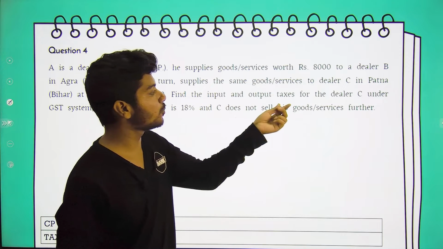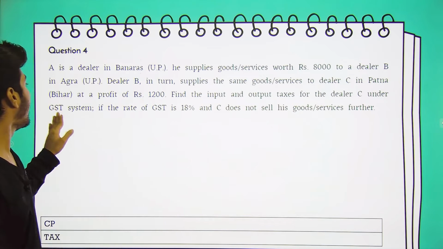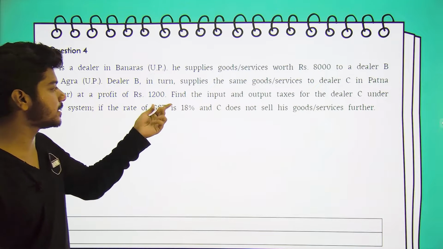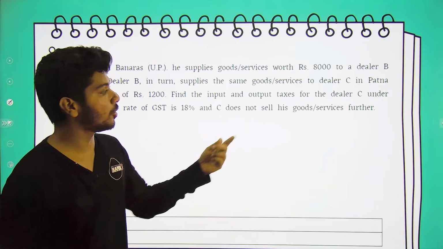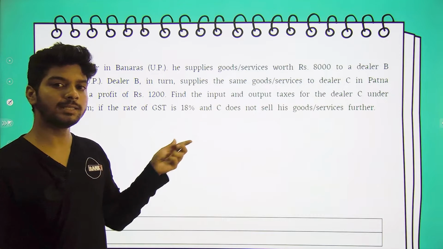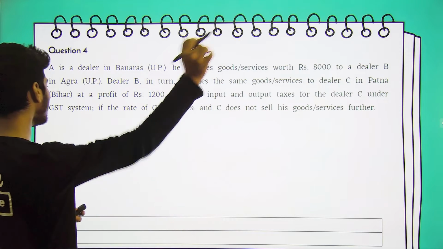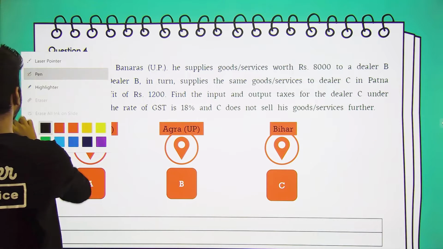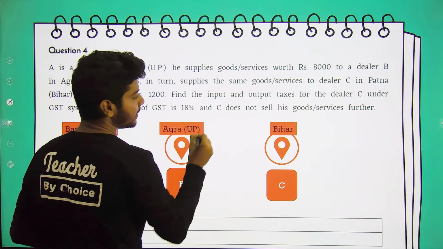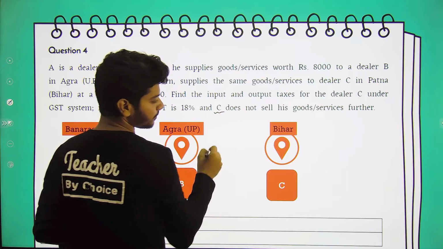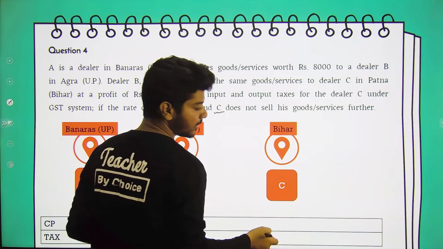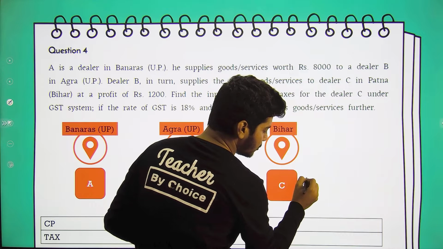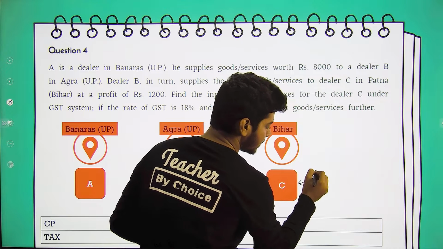Dealer B in turn supplies the same goods and services to dealer C in Patna, Bihar. Okay, so they are specifically mentioning that there is a change of state, at a profit of rupees 1,200. Find the input and output tax for the dealer C under the GST system if the rate of GST is 18% and C does not sell his goods or services further. That means, can I say C is the end user? Okay, now let's see. Here we are supposed to underline, C is the end user. He is not selling any of the product further. So C is called as what? End user.